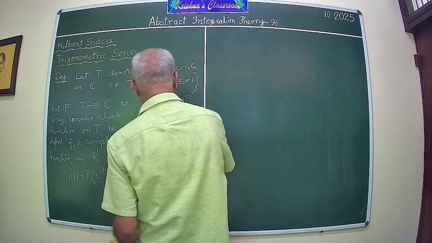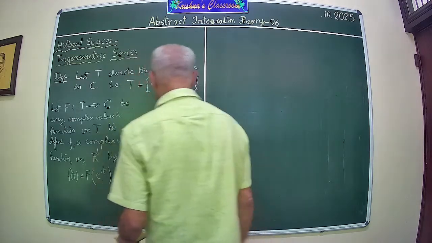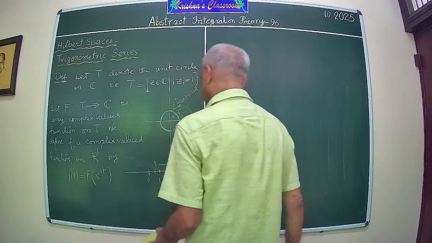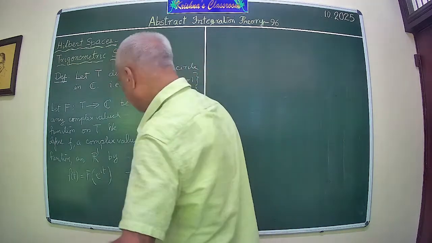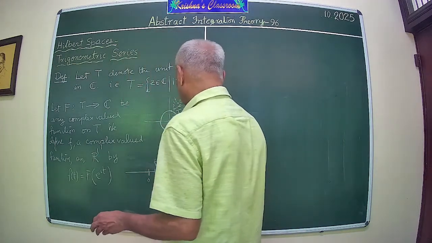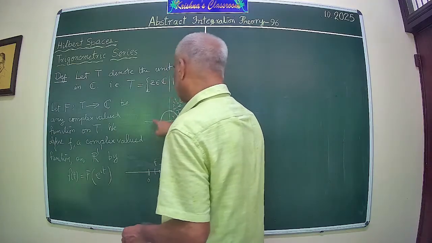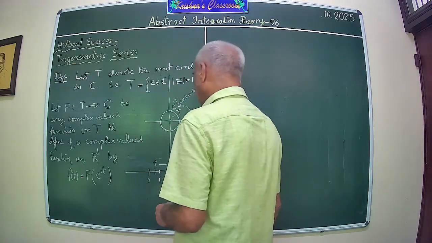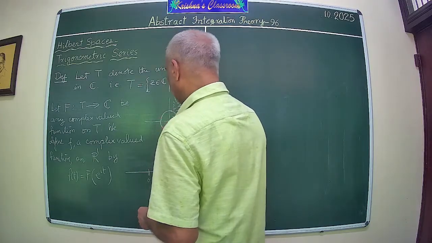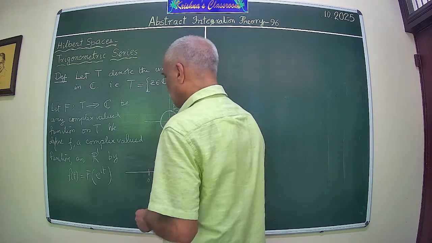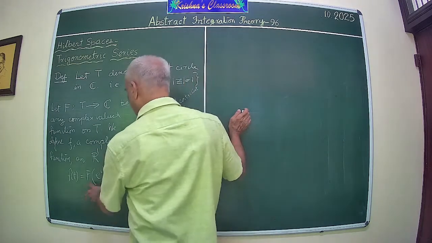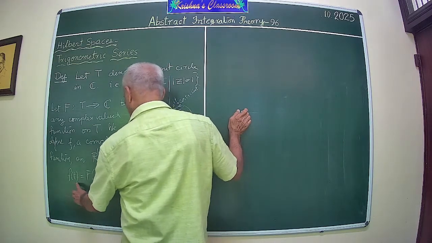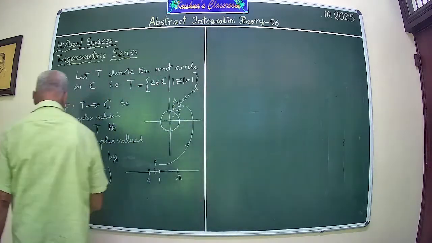it is going to come somewhere. This is the map that you have, e to the power it. Corresponding to each t in 0 to 2 pi, there is a unique point on T. Now capital F is defined on this. Therefore, F of e to the power it you set as f of t.